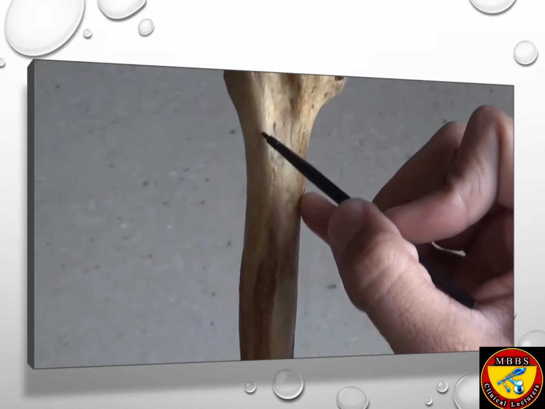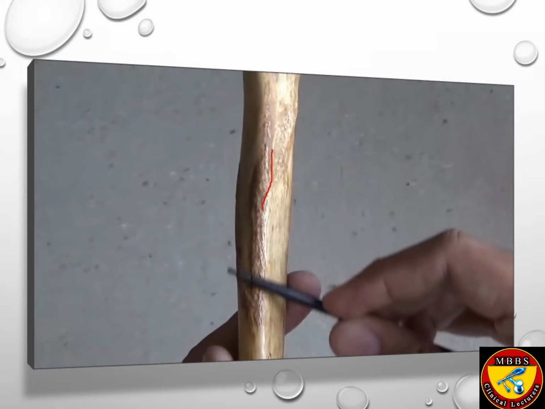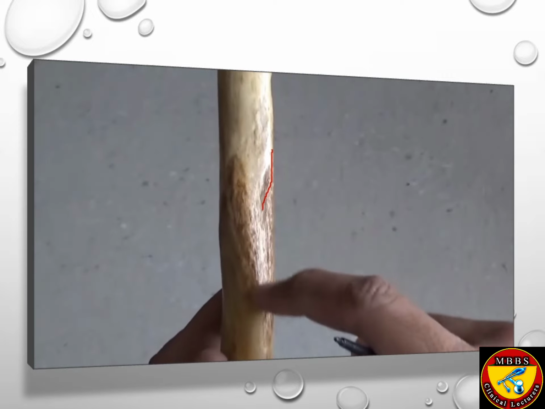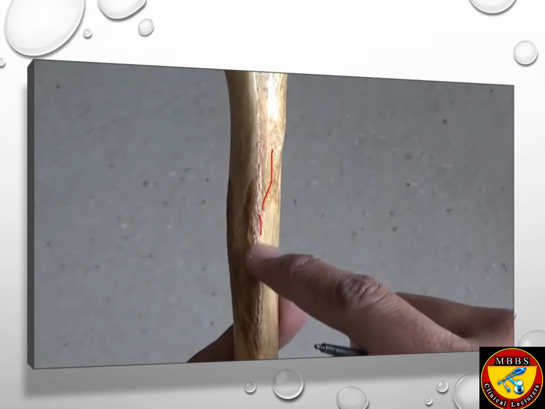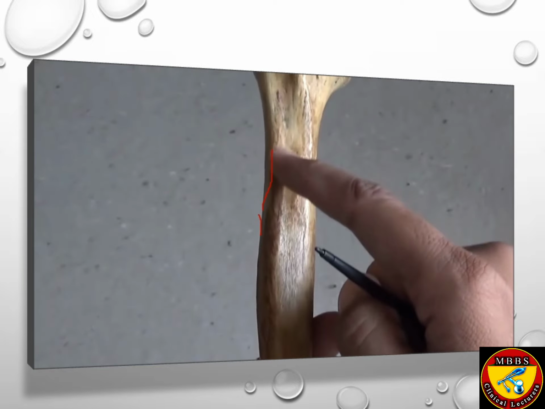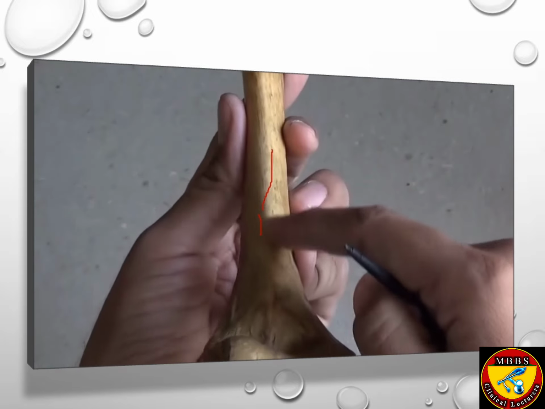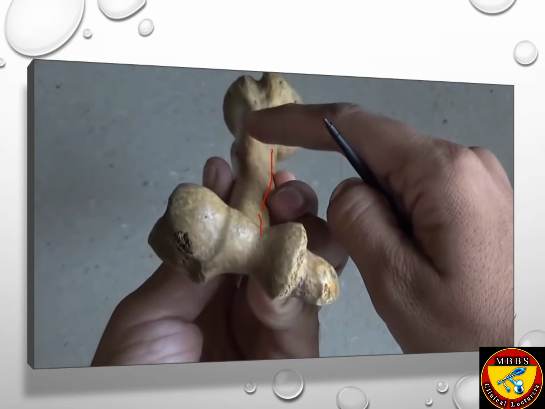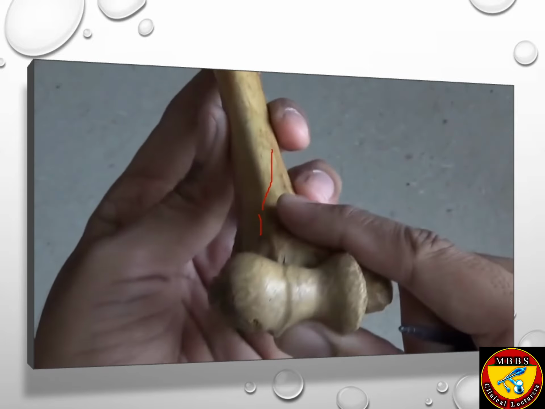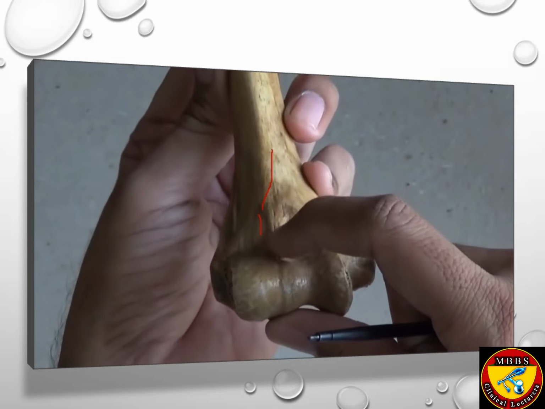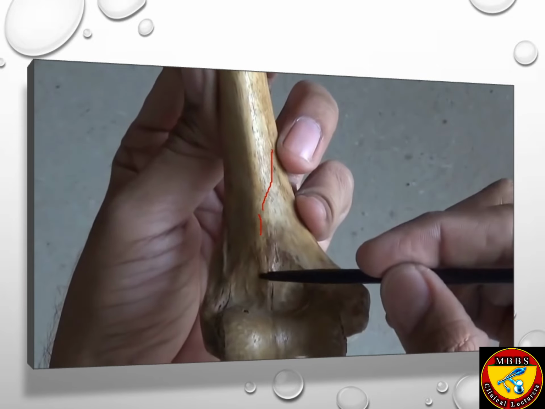As you can see, this is the upper end and this is the anterior border of the shaft, and this is limiting this V-shaped deltoid tuberosity, and then it comes down and it is rounded at its lower part. This is all over the anterior border, and it ends at the lower end in between two fossae.